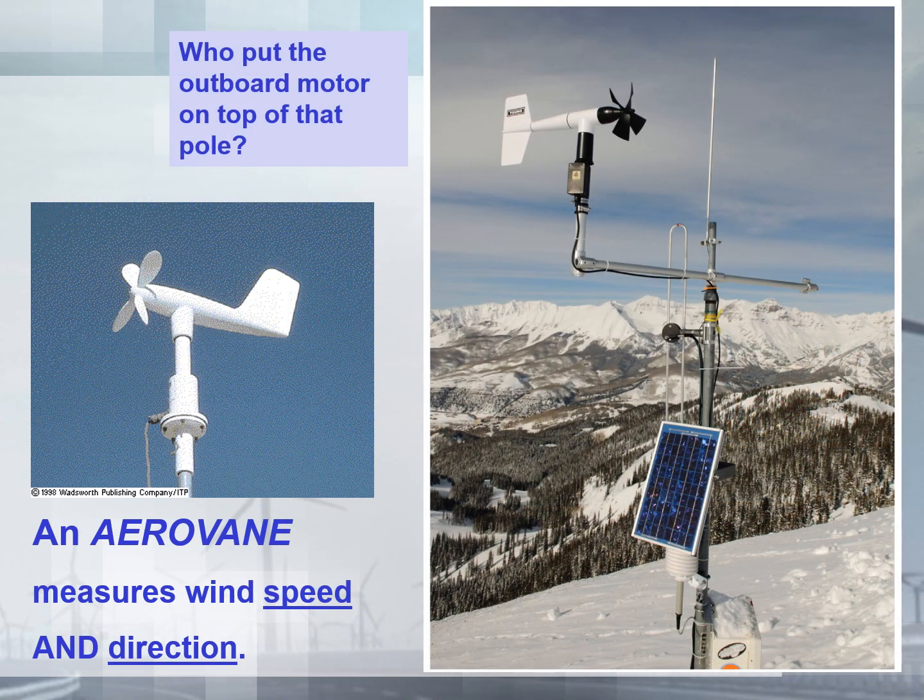All right, so what we have here is an aerovane measuring wind speed and direction. Clearly this is at some high altitude location. Maybe this is in the Rockies, possibly the Canadian Rockies. This is powered, of course, by the sun. You see the solar panel there. So this is really nice. This is going to give you wind speed and wind direction, and it's going to be powered by the sun and hopefully sending digital data.